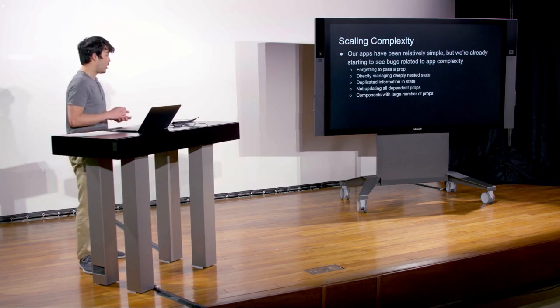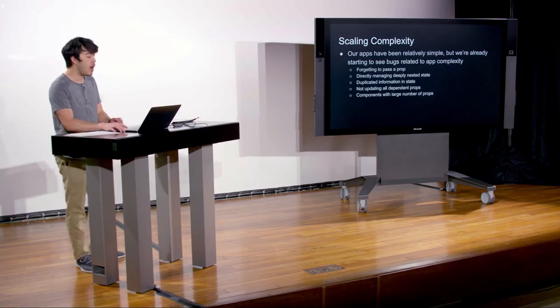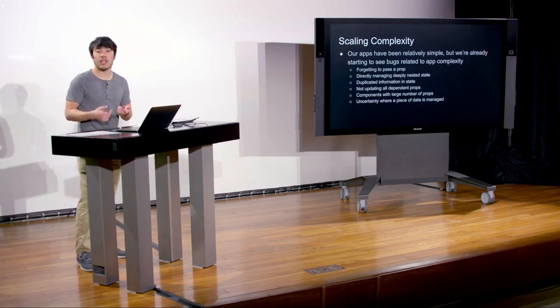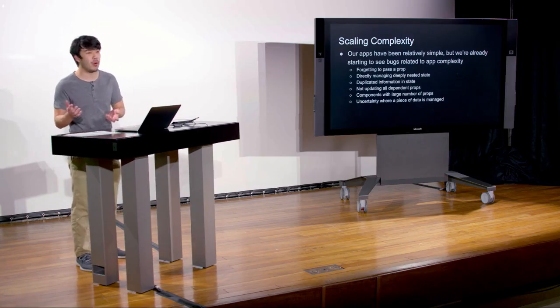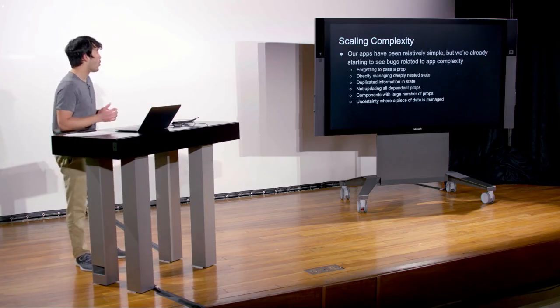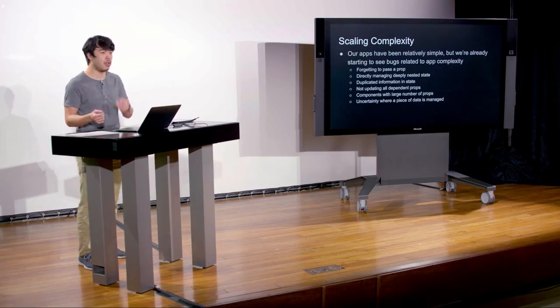Or maybe we have components with a very large number of props that don't necessarily need to have that large number of props. Or maybe we see a prop that's not behaving how we think it should be behaving, and we're not really sure where exactly it's going wrong and where that prop should be being managed. And so this lecture, we're going to take a step back and rethink the architecture by which we've been managing our data. So one company that's run into scaling issues is Facebook.